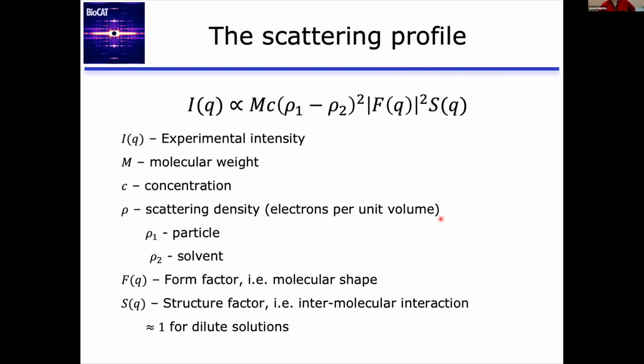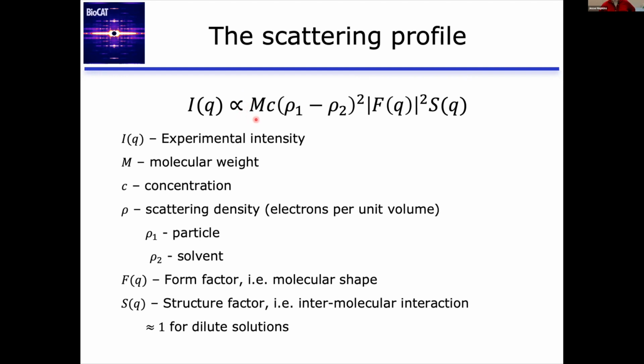So Richard put up a more complete version of this equation earlier, but I want to point out some key dependencies in the intensity of the scattering profile. So we have this factor out front, which is independent of where you're looking on the detector. And this is essentially a scaling factor. And so the scaling depends on some constants about your beam and about the X-ray matter interaction.